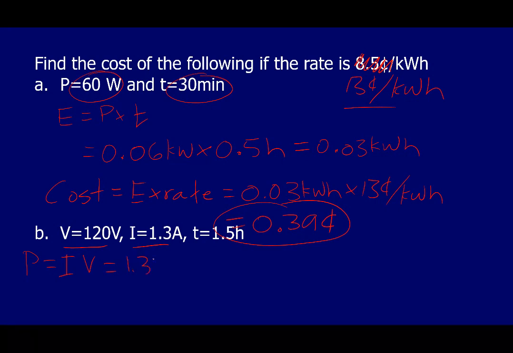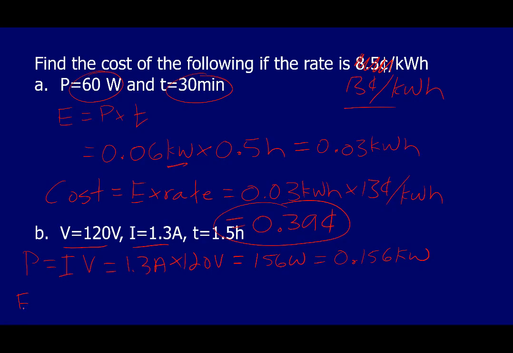So I'm going to go 1.3 amps times 120 volts. 1.3 times 120 gives me 156 watts. Now I want that in kilowatts, divided by 1,000. It'll be 0.156 kilowatts. All right, so that gets me to that point from the last question. So a little bit of a slower start. Let's see if I can get this in here.